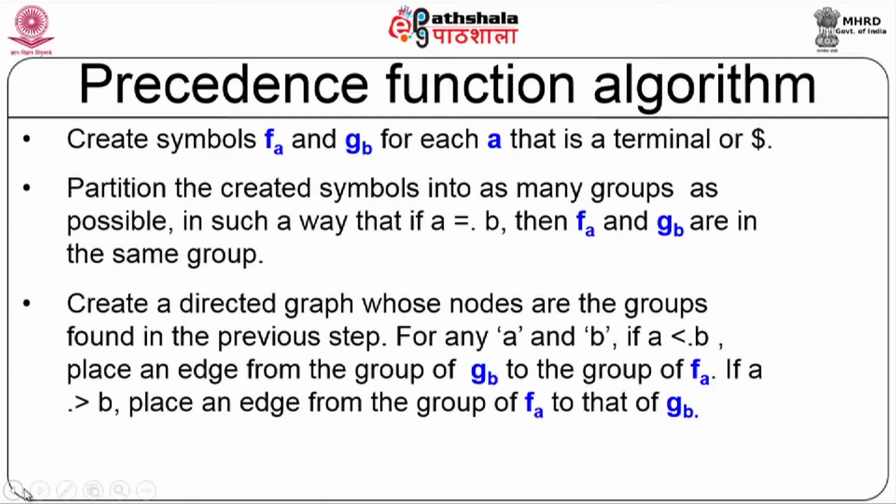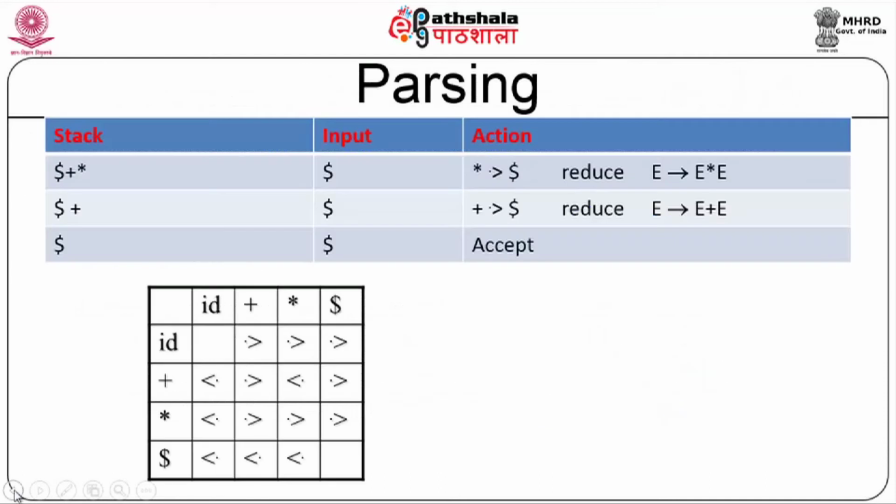And we already know the table of all relationships basically. So let us just look at the table for a moment before we actually get into it. So ID is greater than plus, greater than star and greater than dollar. So let us just look at this particular example alone. ID is greater than plus, ID is greater than star and ID is greater than dollar. Similarly, if you look at this, plus is less than ID, star is less than ID, dollar is less than ID. So ID has got greater precedence than plus, star and dollar, that is your understanding here.